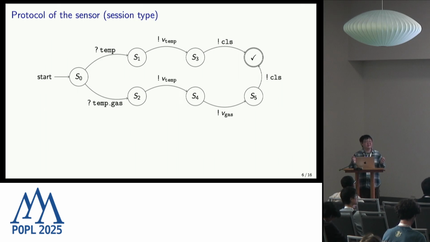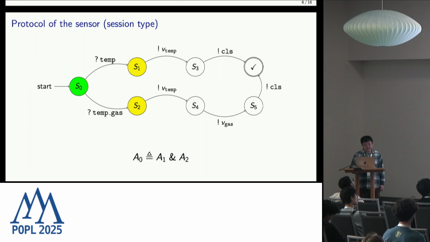And we want a type that specifies the entire thing, which means we want a type for the initial state as 0. So the first step: here the green ones are basically the state that we are currently in, and the yellow ones are next states. So the first, we say A0 is ampersand A1, A2. It means that A0 is a choice for the outside world to pick between two possible choices of features.